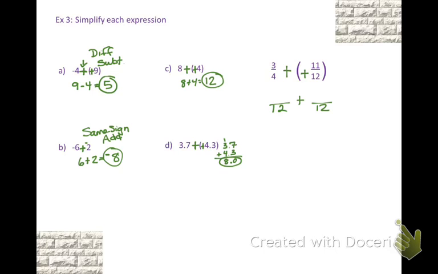I'm going to put a plus sign. And what do I multiply 4 by to get 12? Well, 3. So I can multiply the top by 3, which makes it 9. And 11 twelfths can stay the same. Then I add them together, so it's 20 twelfths.